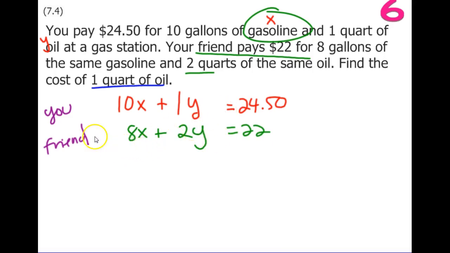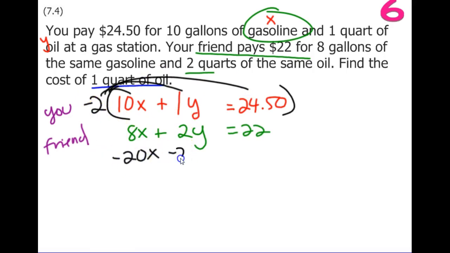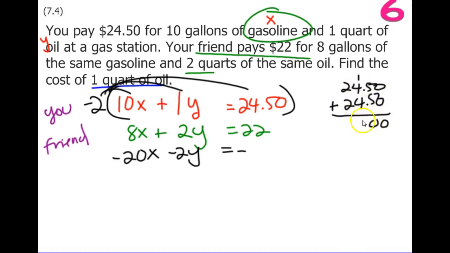This one looks nice to eliminate because they're in standard form, but we're going to have to multiply this first equation. I would multiply it by 2 so that these are both 2 y's. However, one needs to be a negative so they eliminate. So I'm going to distribute this. I'm going to write it down below here. That's going to give me negative 20x minus 2y, and then equals a negative, well, 2450 times 2. If you're not sure, add them up. Give you $49. So a negative 49.